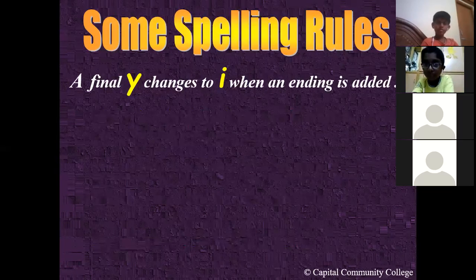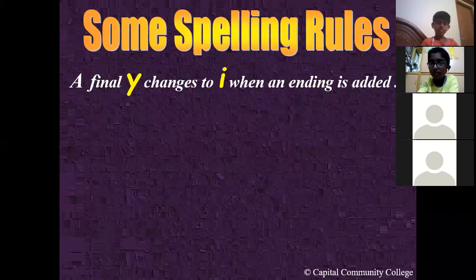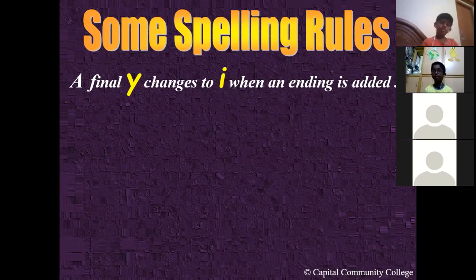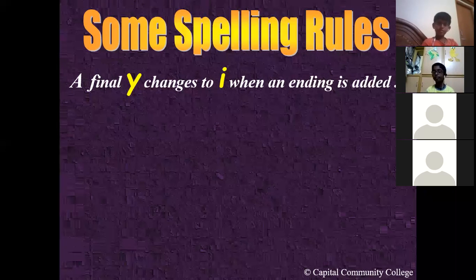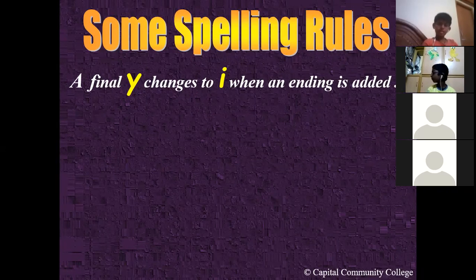Right. So a final Y changes to I when an ending is added. If you add any ending to the word, in that case, the letter Y will change to I.